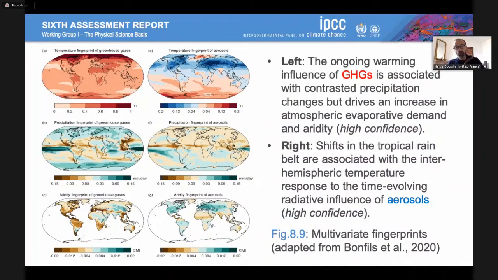While on the right, we see that the time evolving emissions of aerosols, mostly from the northern hemisphere, have been associated with an interhemispheric temperature response, a southward shift of the tropical rain belt, and have counteracted the aridity response to greenhouse gas emissions in the northern mid-latitudes.